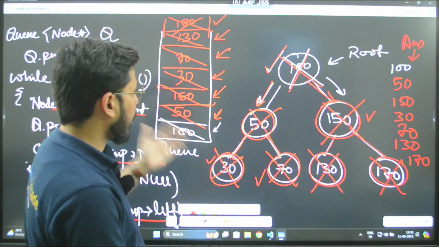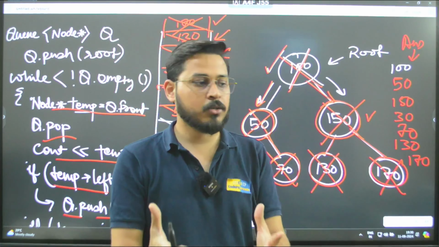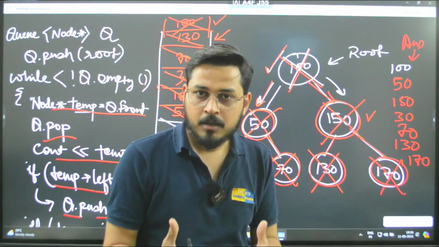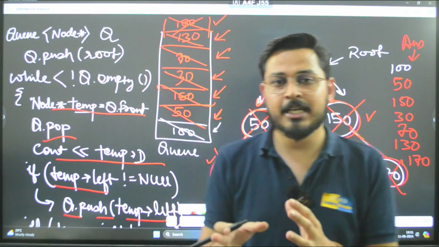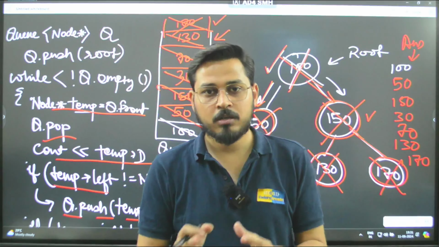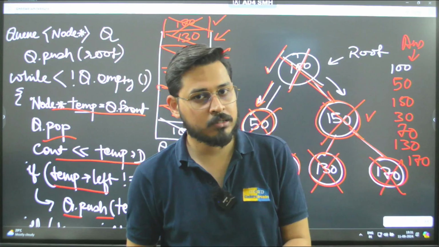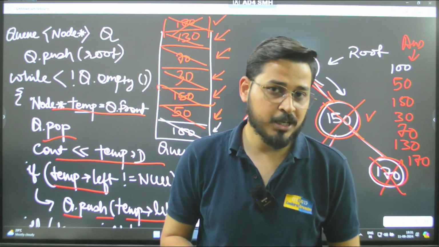100, 50, 150, 30, 70, 130, 170 is the right answer, guys. This is going to be your BFS traversal of a binary search tree. The same exact thing we have done previously, guys, we are now doing it for a binary search tree. Those people who missed this in binary trees can understand it from here.